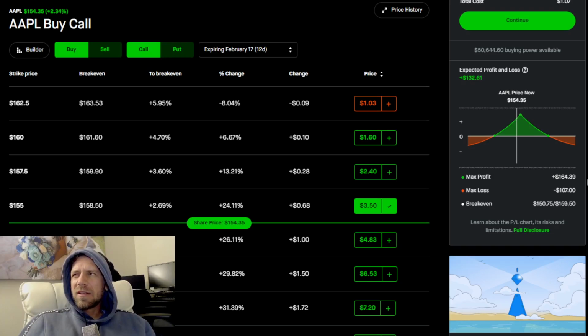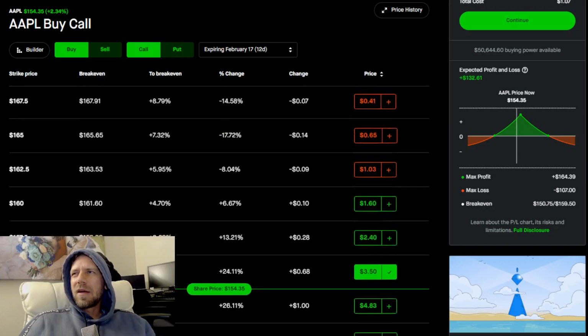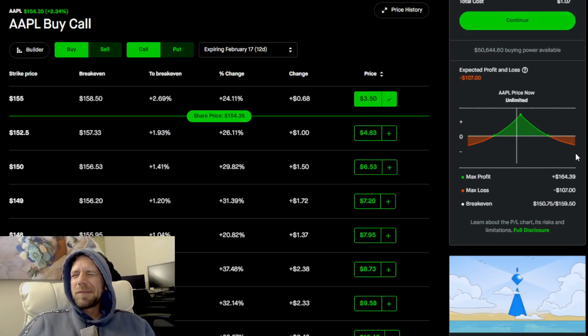How much money? It's not going to be that much. I can lose my initial investment of $107. In fact, I'm going to lose less than that unless the price is way off. Way off. So I'm going to get some money back. I'm not going to lose my entire initial investment.